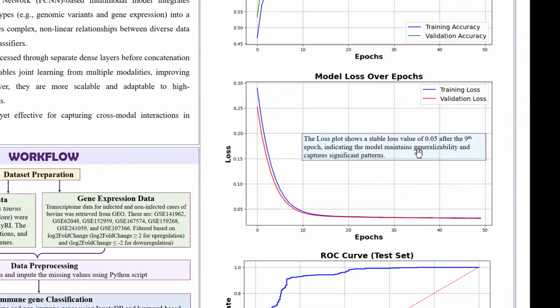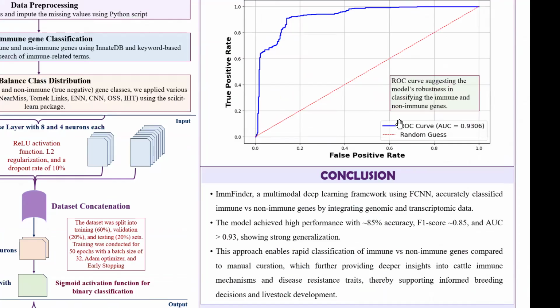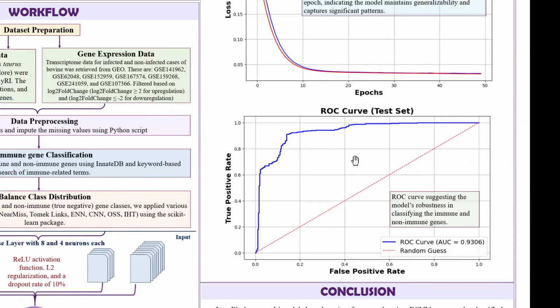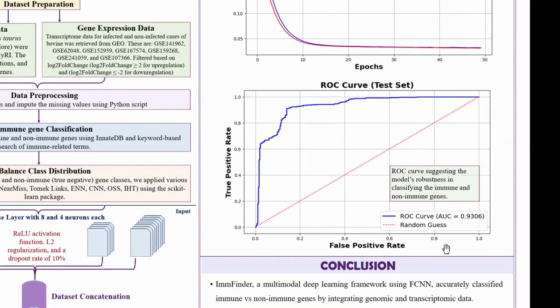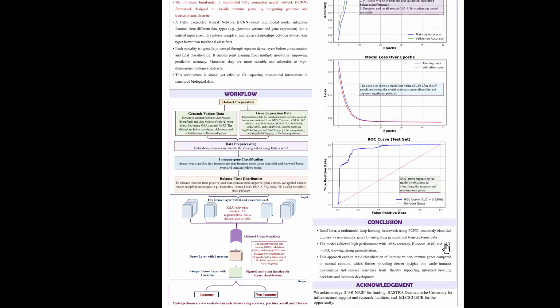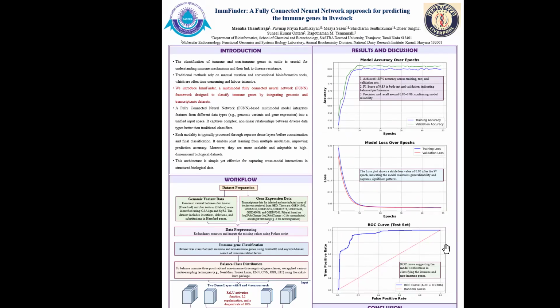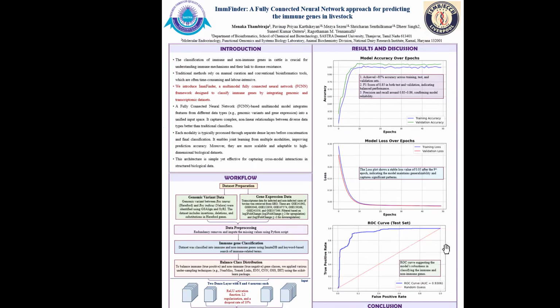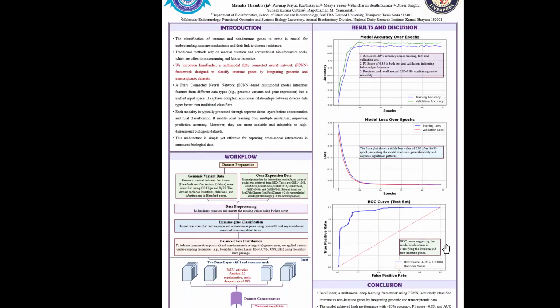This other plot represents the model loss. At the same ninth epoch, we observe a stable loss value of 0.05. This indicates the model maintains generalizability and captures the significant patterns. From the ROC curve, we obtained an AUC value of 0.93, which suggests the model's robustness in classifying immune genes from non-immune genes. Overall, our model is based on a multimodal deep learning architecture to classify immune genes from non-immune genes.